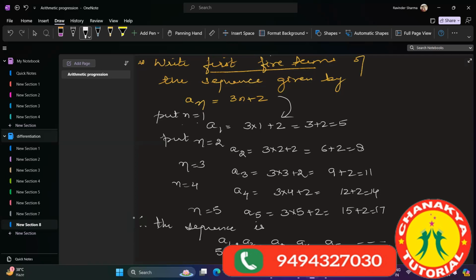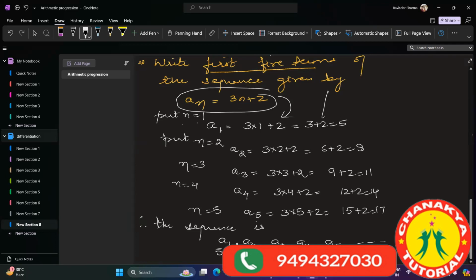When you are adding 3, ma'am? Yes, beta. Ma'am, what if just the numbers are given and we are asked to figure out the sequence like 3n plus 2? How are we supposed to know? This will be given in your question. This is your general term.